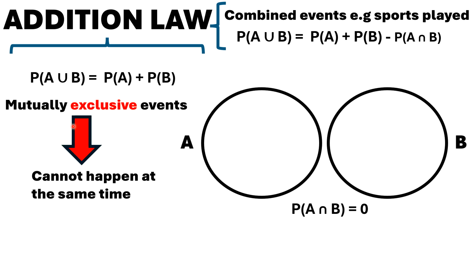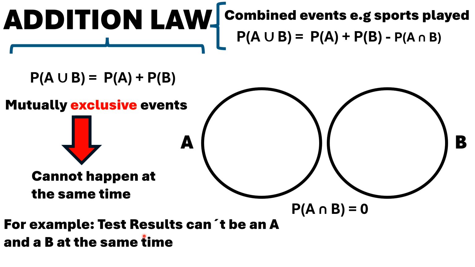For example, test results, okay? You can't have an A or an 80% and a 60% at the same time. That's not possible, okay? They're mutually exclusive. And the formula for these would be that the union equals the values in A plus the values in B. That would be it.